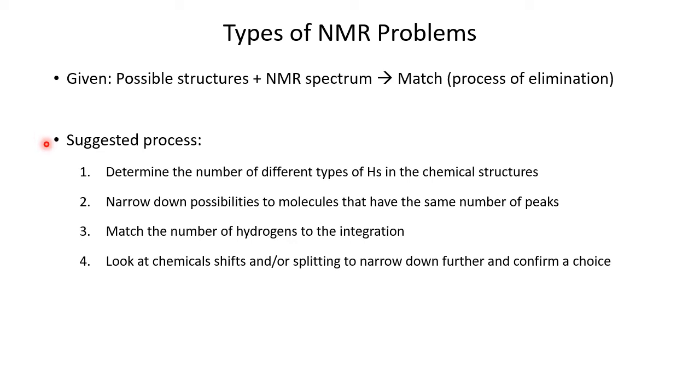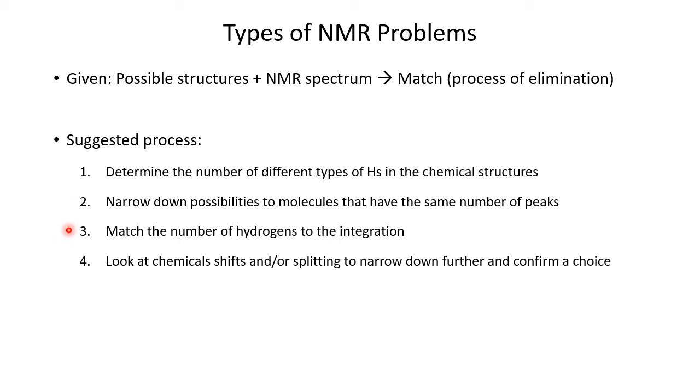So here's just a suggested process that you can use to help you narrow down your possibilities. Since we have the 4 different factors of NMR spectra, this can kind of help you figure out which one to use. So first, take all of the structures that are given to you and determine the number of different types of H's in the chemical structures. That's the first thing that will make sorting through the data a lot easier. Second, narrow down possibilities to molecules that have the same number of peaks or the same number of different types of hydrogens.